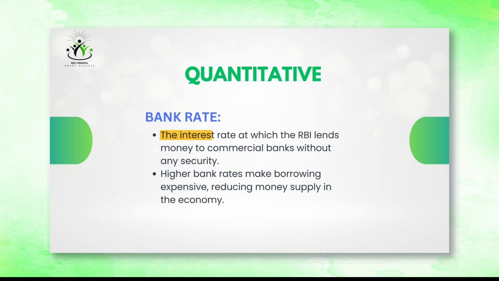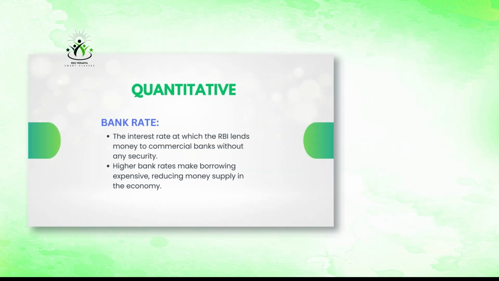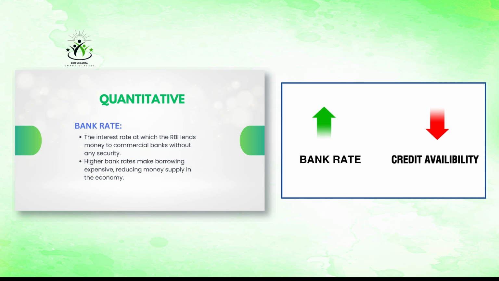This is the interest rate at which the RBI lends money to commercial banks without requiring any collateral. By increasing or decreasing the bank rate, the RBI can control the borrowing costs for banks. For example, if the bank rate is increased, the credit availability in the market taken from banks decreases, which in turn affects the economy's money supply.